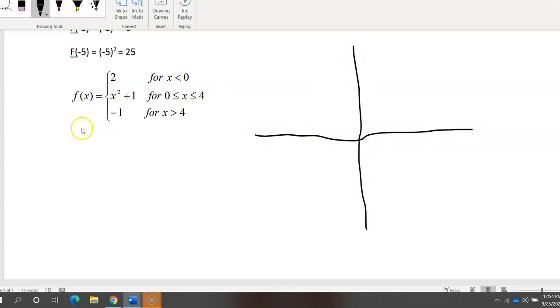Not a very good grid, but our first piece is y equals 2. And remember, anything where we just have y equals a number is a horizontal line. So let's draw a horizontal line going through 2. There's what it would normally look like. Hopefully yours is straighter than mine. And we need that for x values less than 0. So here's x equals 0. Less than 0 is going to be over here.